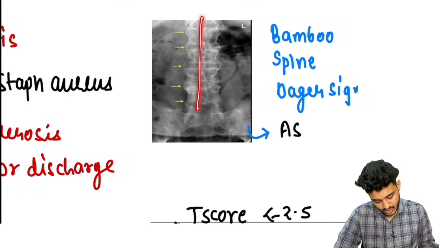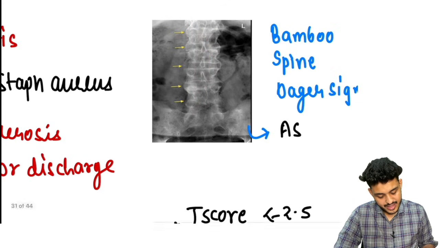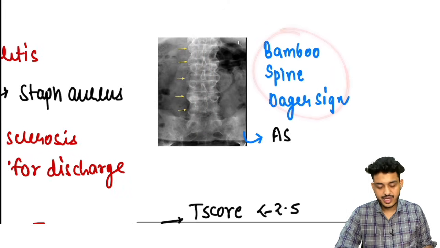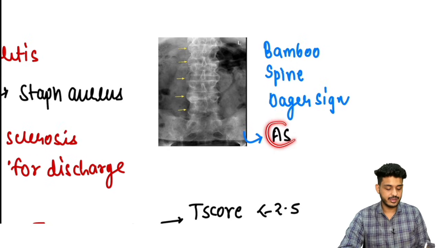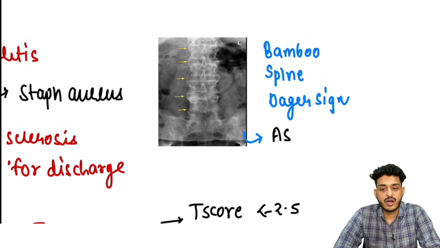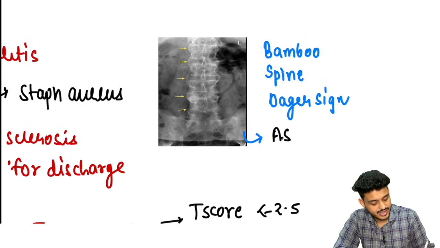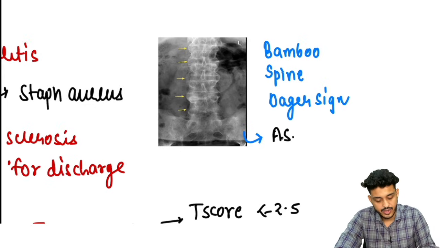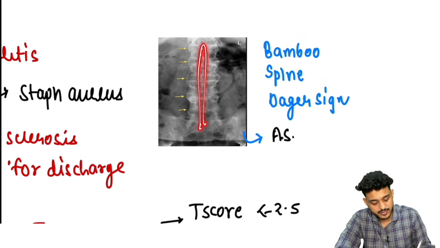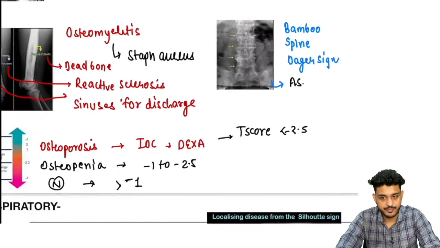This spine is known as bamboo spine or dagger sign that you will be finding. A bamboo spine and dagger sign is very consistent with ankylosing spondylitis, beta. Ankylosing spondylitis generally happens in young patients. Okay, this is going to be your bamboo spine or dagger sign that we are having.